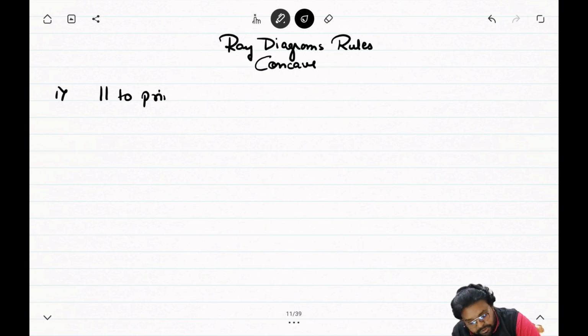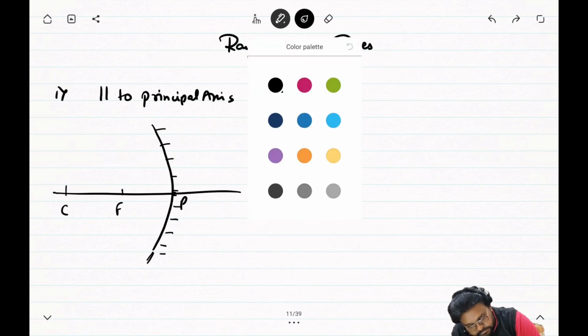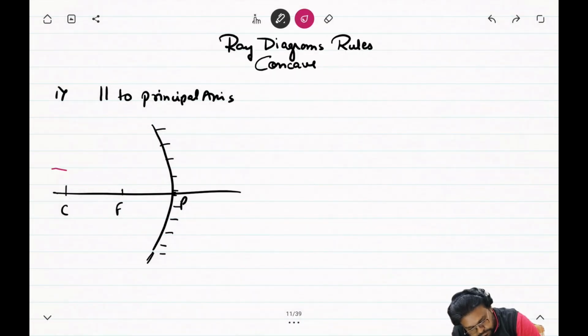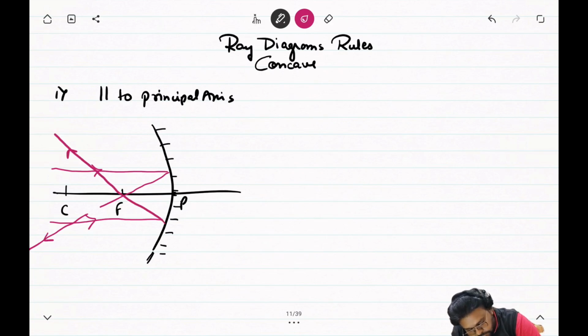If light is parallel to the principal axis. So this is F, this is C, this is P, and this is the reflecting surface. If the light is parallel to the principal axis, after reflection the light will pass through the focus. This is your first rule. So parallel to principal axis, pass through focus.